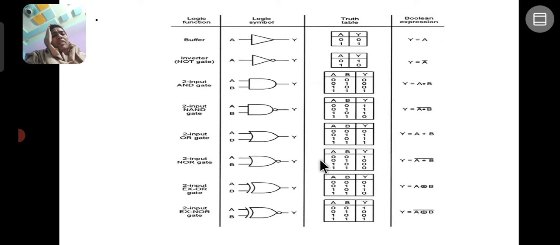In any digital electronics or digital circuits, the basic building blocks are logic gates. Without logic gates, there are no digital circuits. So logic gates are the basic building blocks of digital circuits. These are the different gates we have, so we will check what the VHDL codes for these gates are.